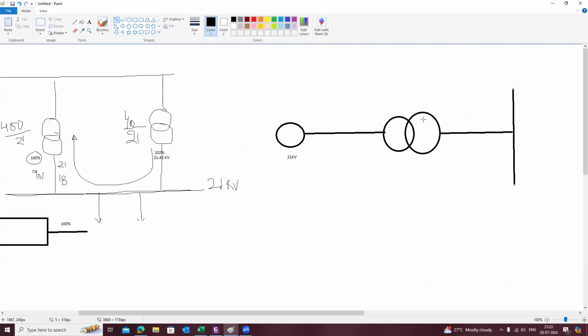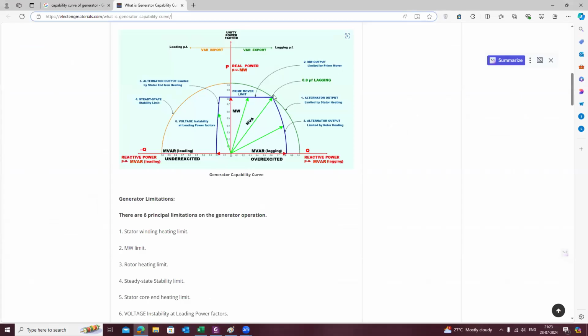The OLTC or OCTC of the generator step-up transformer is responsible for extracting the maximum reactive power. That means the complete reactive power available in the generator can be extracted through this OLTC or OCTC of the generator transformer. Most of the time we think the OLTC is just to regulate the voltage, but it is not the case. The OLTC may not be able to regulate the voltage if you do not have sufficient reactive power.